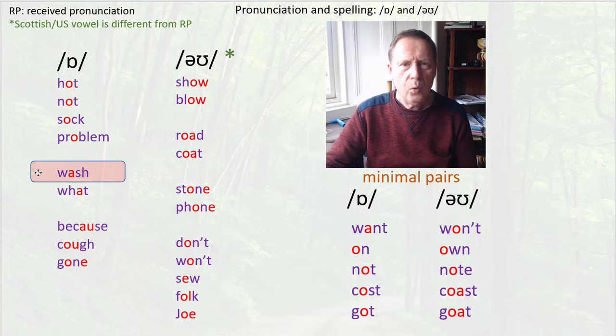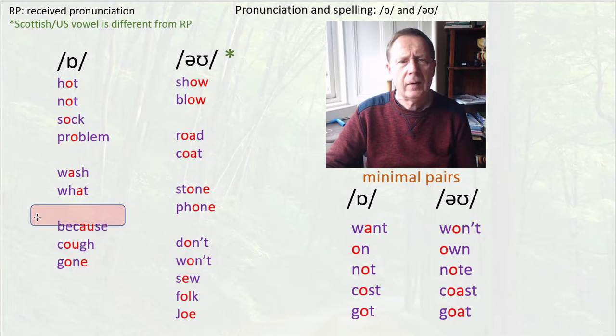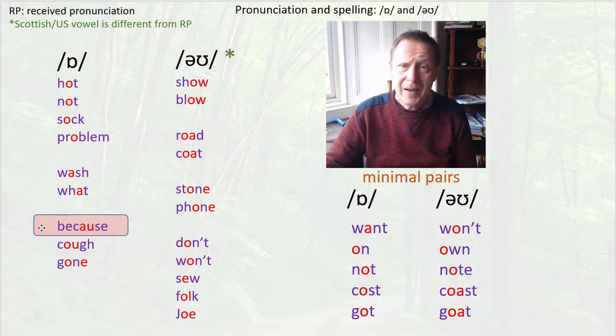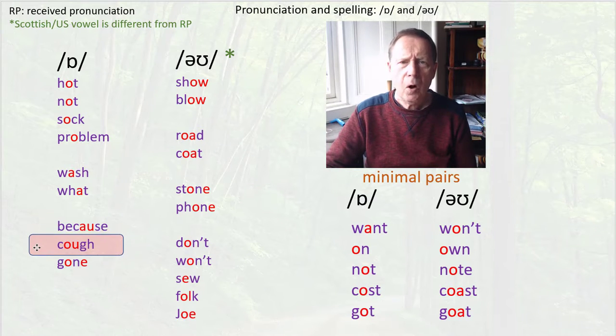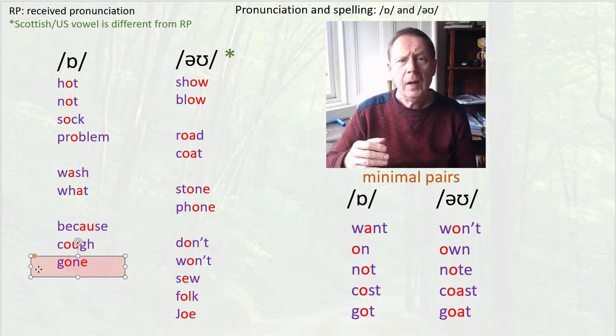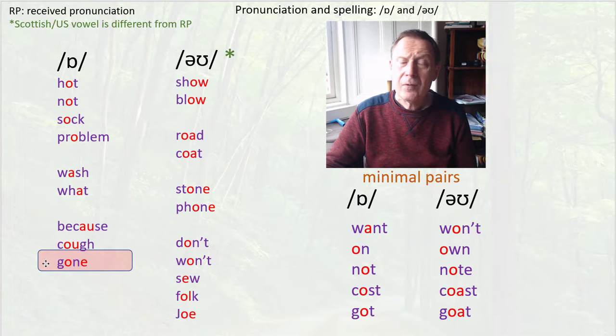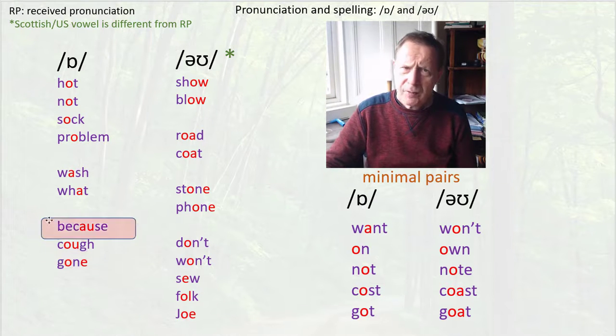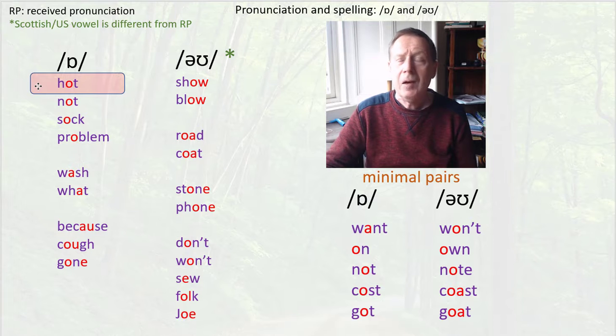For example, wash with an A and what also with an A. And then we have these very common words here with some irregular spellings. AU as in because. Also cough with the spelling OU. And then we have gone with the O and the E after the N. So these are common words, so remember the irregular spellings here. But most of the time it's easy to remember the spelling because it's just the letter O.